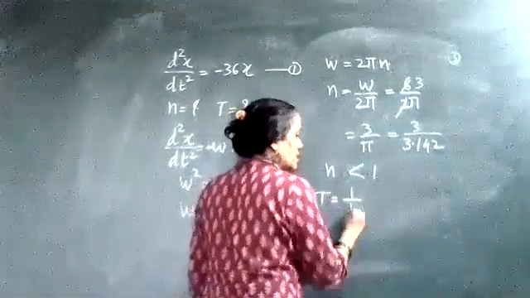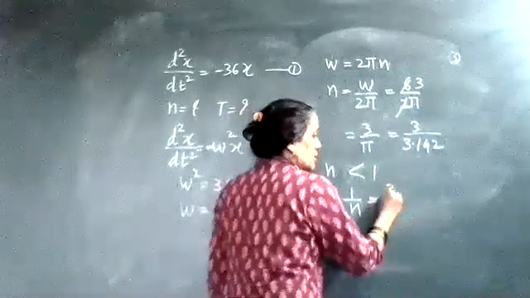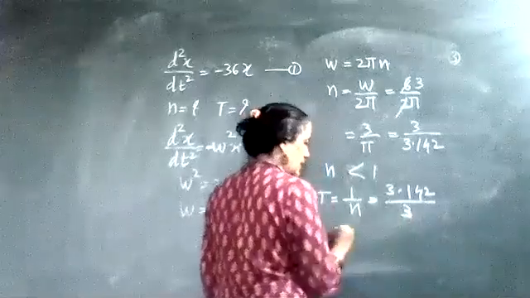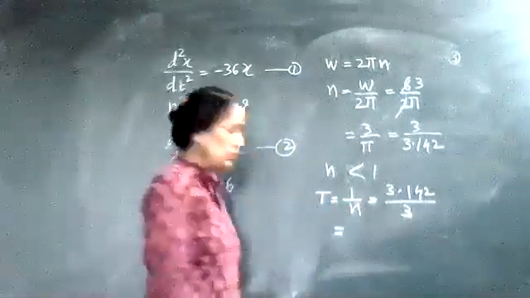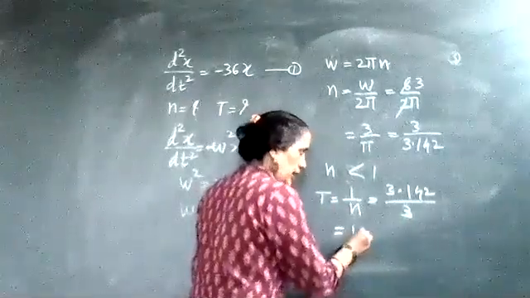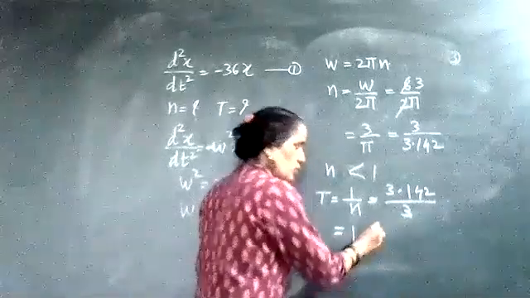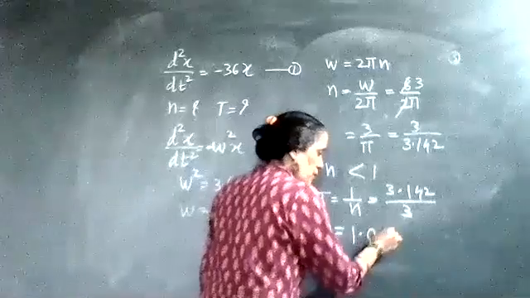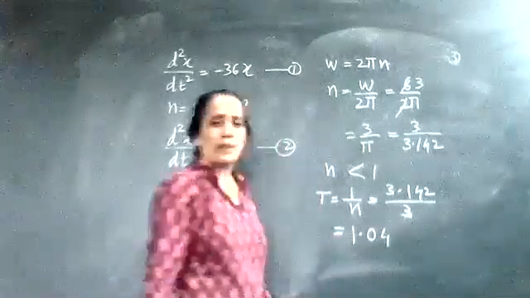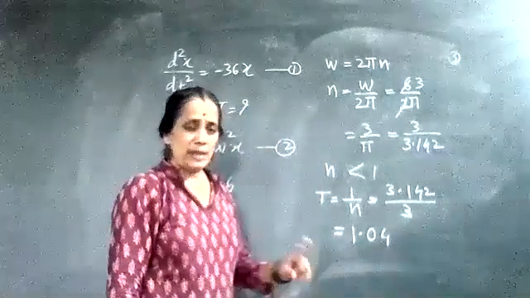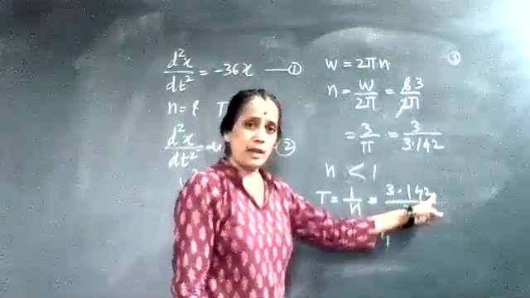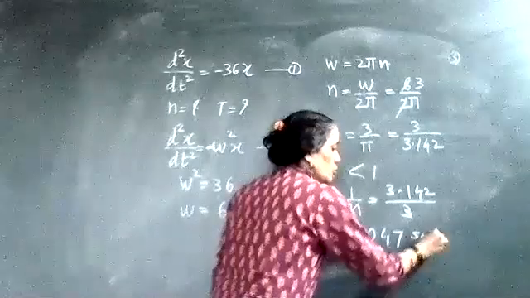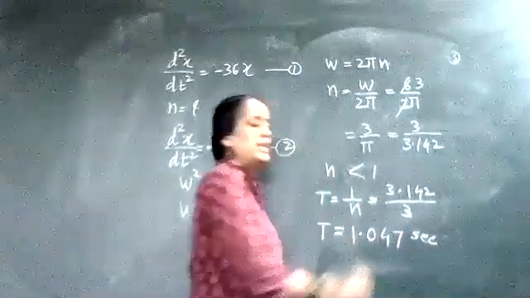Period is nothing but the reciprocal of frequency. So the reciprocal of frequency is 3.142 upon 3. So that division I can do. 3 ones are 3. 0.1 is not divisible by 3, so 0. So I'll take 14. 14 divided by 3 means 4 3s are 12. 14 minus 12, 2 is remaining. The number becomes 22. So here 3 7s are 21.